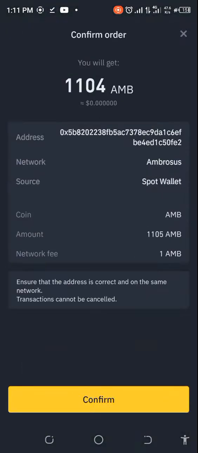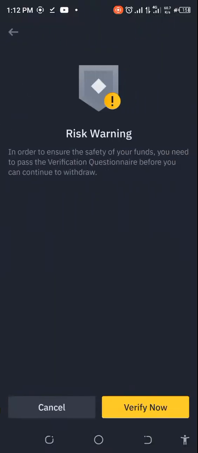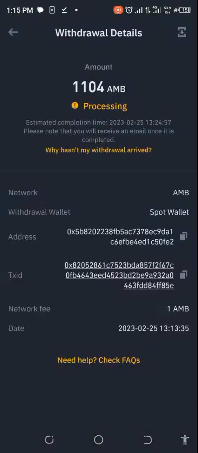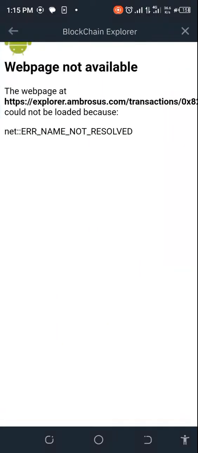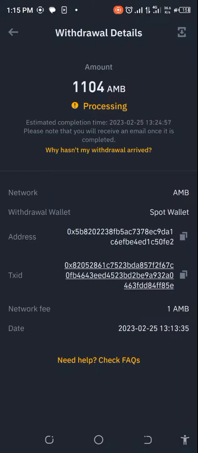Good. So is everything fine? Let's see that. Confirm. All right, let's click on verify now. So you can see that our 1104 AMB is currently processing. And for you to know, let's click on the transaction ID to see whether it will show us more info. Okay, this is not showing us any information. Let's just hold on a bit and see how long this will take.